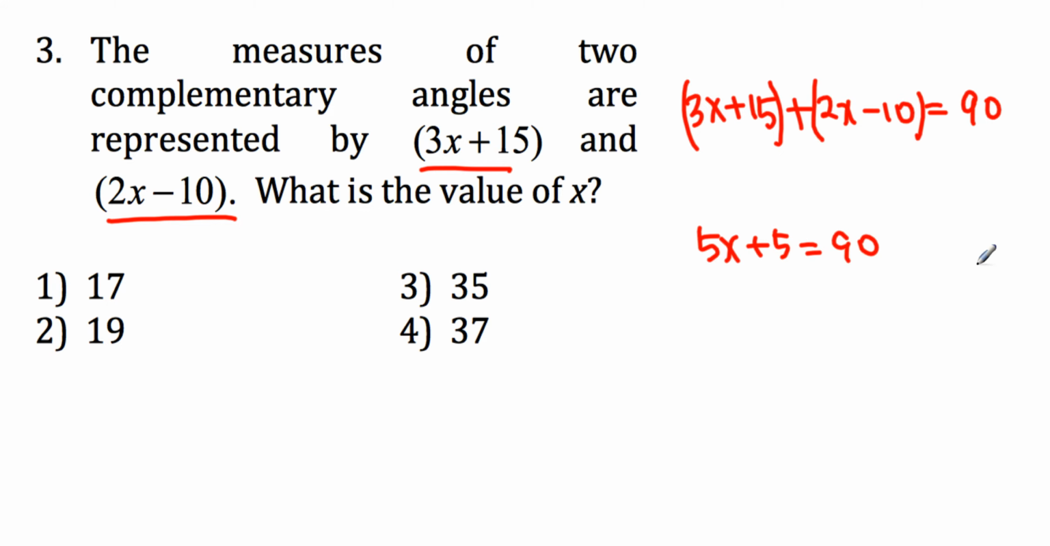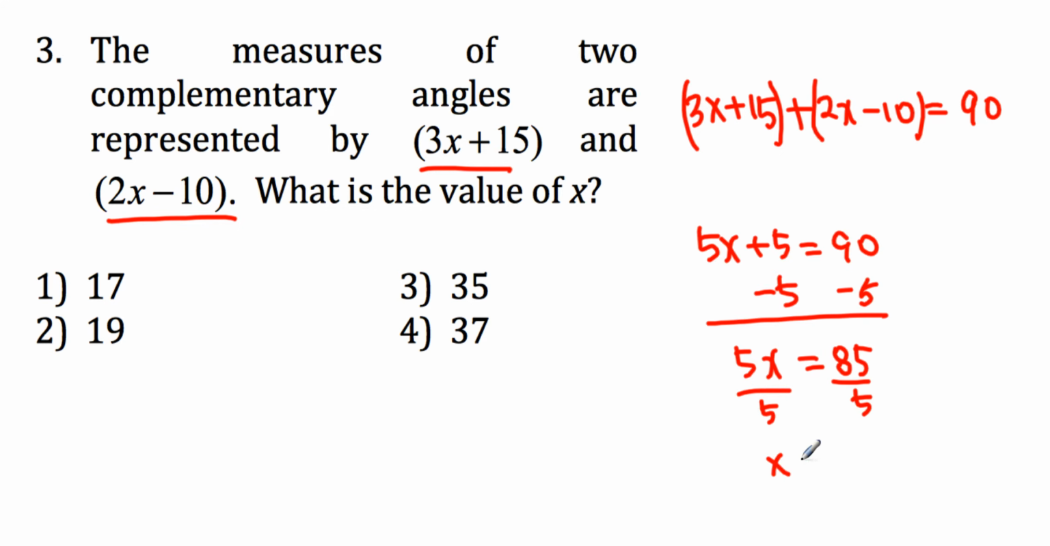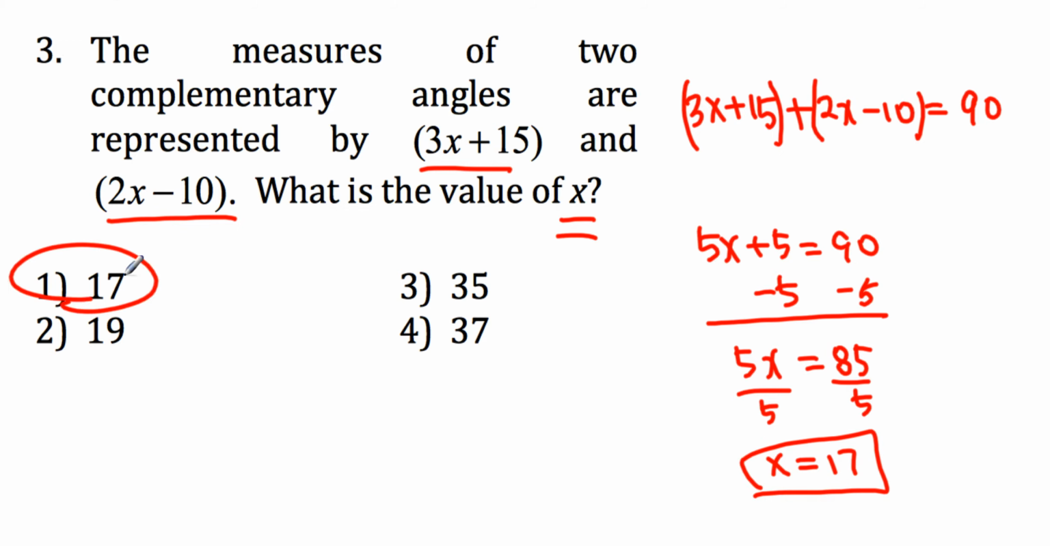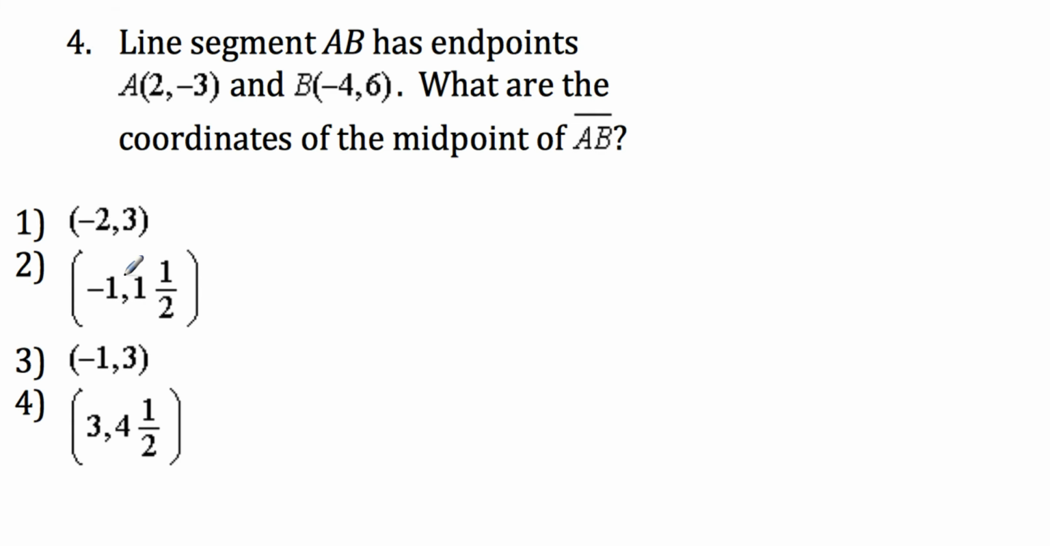So hence, that's equal to 90. As you subtract 5 from both sides to leave x alone, you get to see that 5x must be equal to 85. And as you divide by 5 on each side, x must be then equal to 17. And that's basically what they're looking for. Choice 1. All right, let's look at number 4 here.